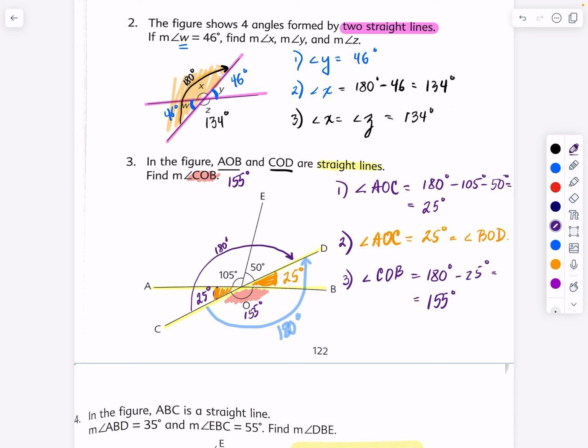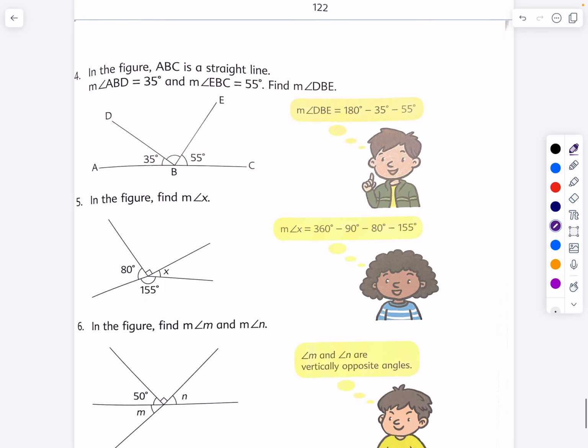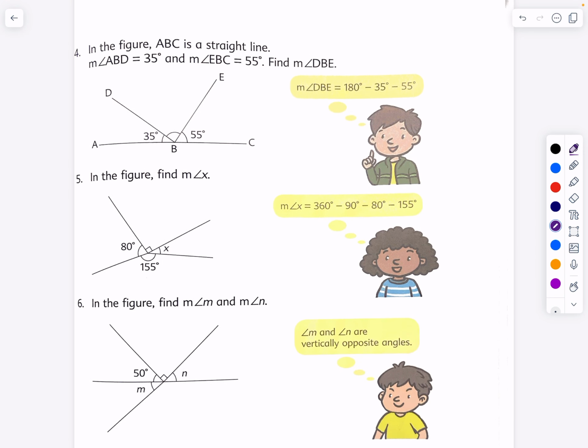Now, the next one deals with a straight line. I'm always going to highlight the important piece of information. ABC is a straight line. Let's label this. ABC is a straight line. What do we know about angles in a straight line? I hope you remember that they all add up to 180 degrees. We call them supplementary, straight line, supplementary angles.